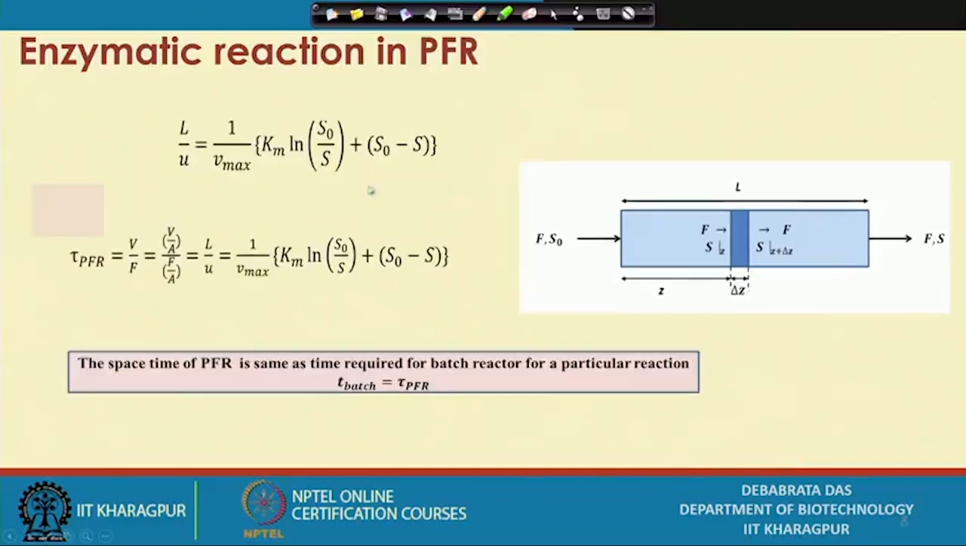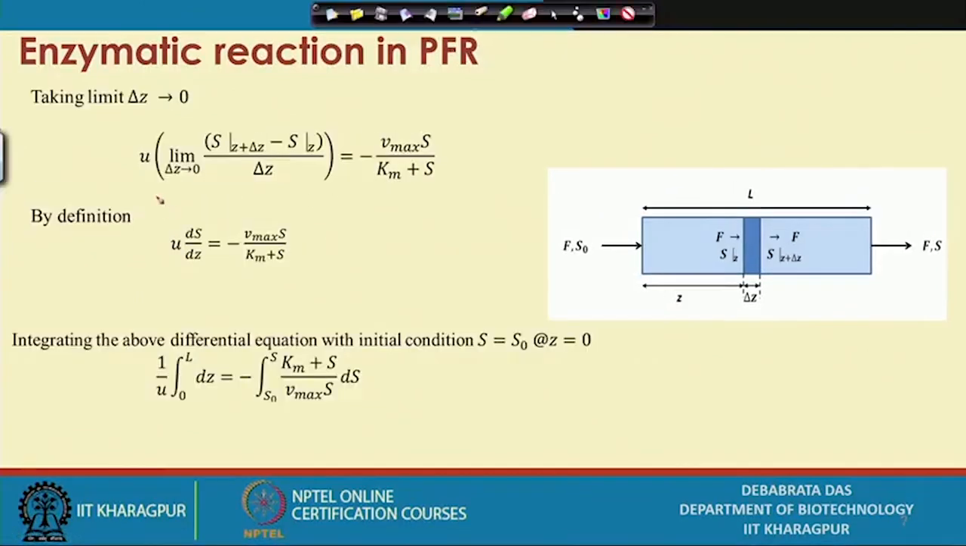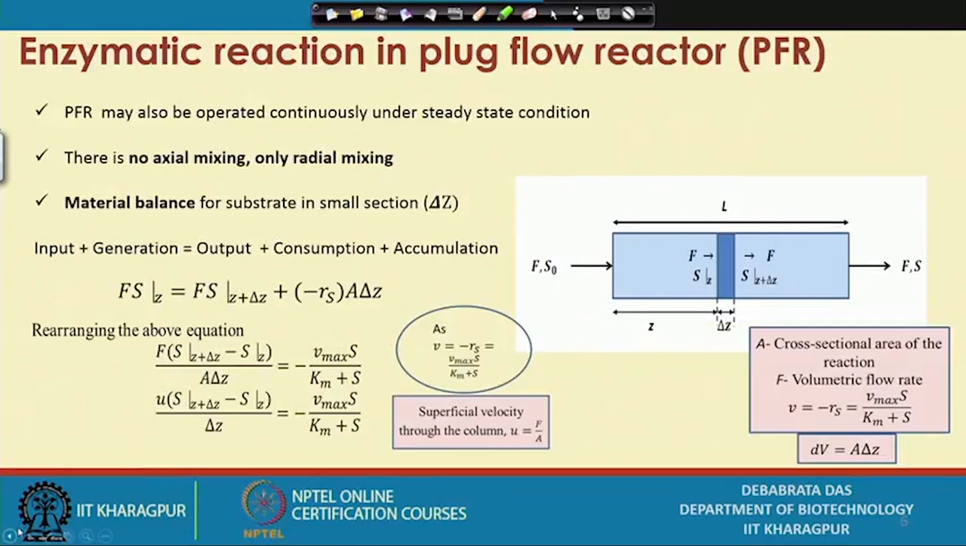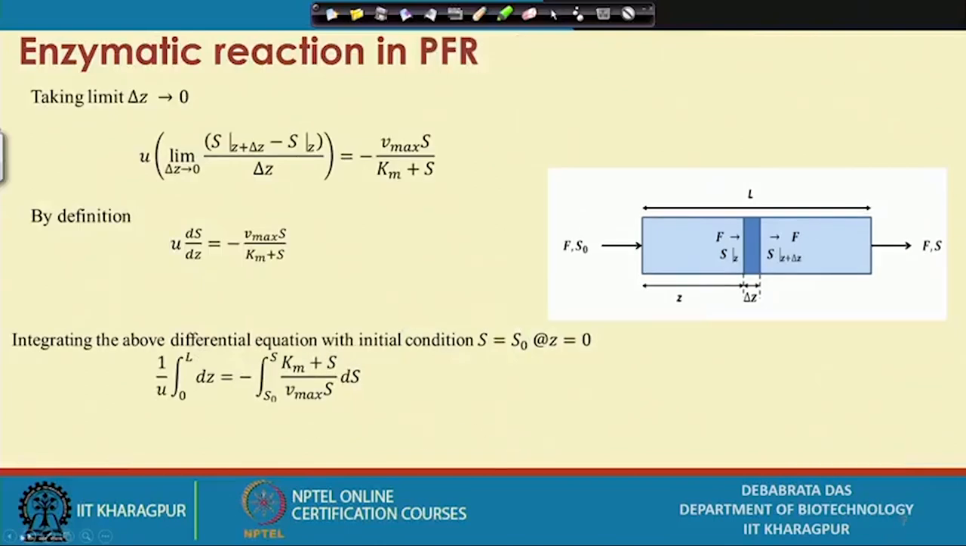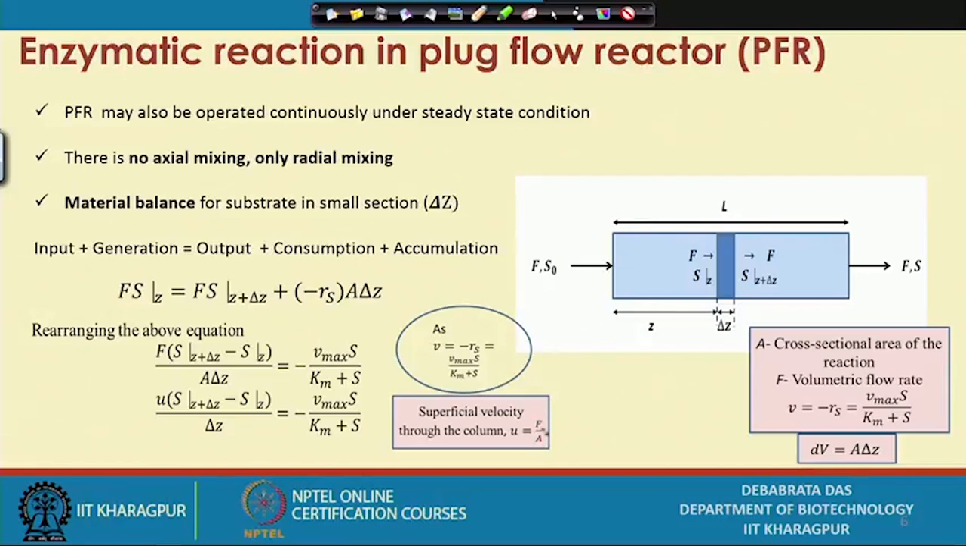And then we do the integration of this. What is u? U is the velocity. How do you calculate u? If I assume that F is the flow rate, am I right? F is the flow rate, and this is a volumetric flow rate. This is the volume that you have, and this is U. This is the volumetric flow rate, and this is the area.